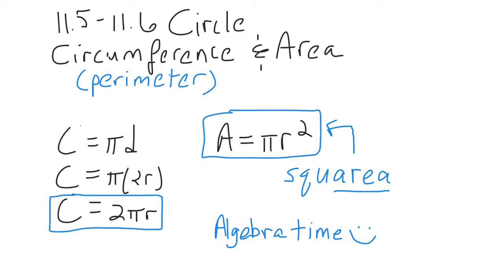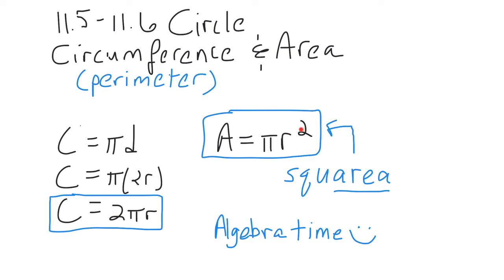So pi times 2 times radius. Or we could rewrite it this way without parentheses. Circumference is 2 times pi times radius. The area of a circle is pi times the radius squared. I like to use this version of circumference because it compares well to area. They both have a pi, they both have an r, and they both have a 2.